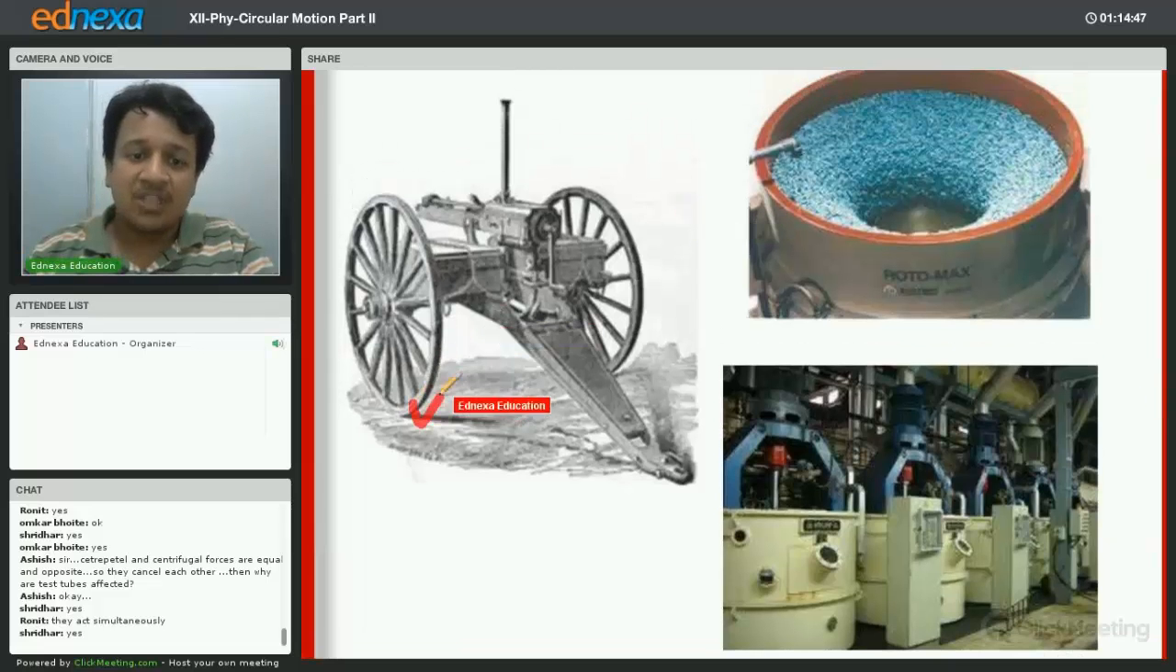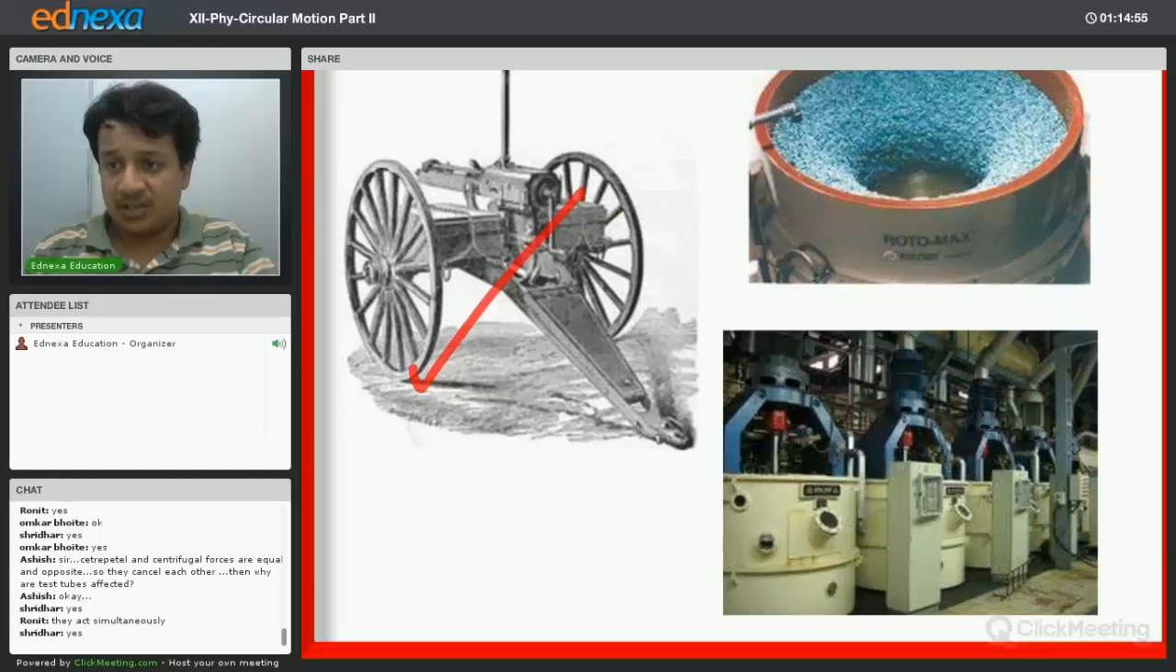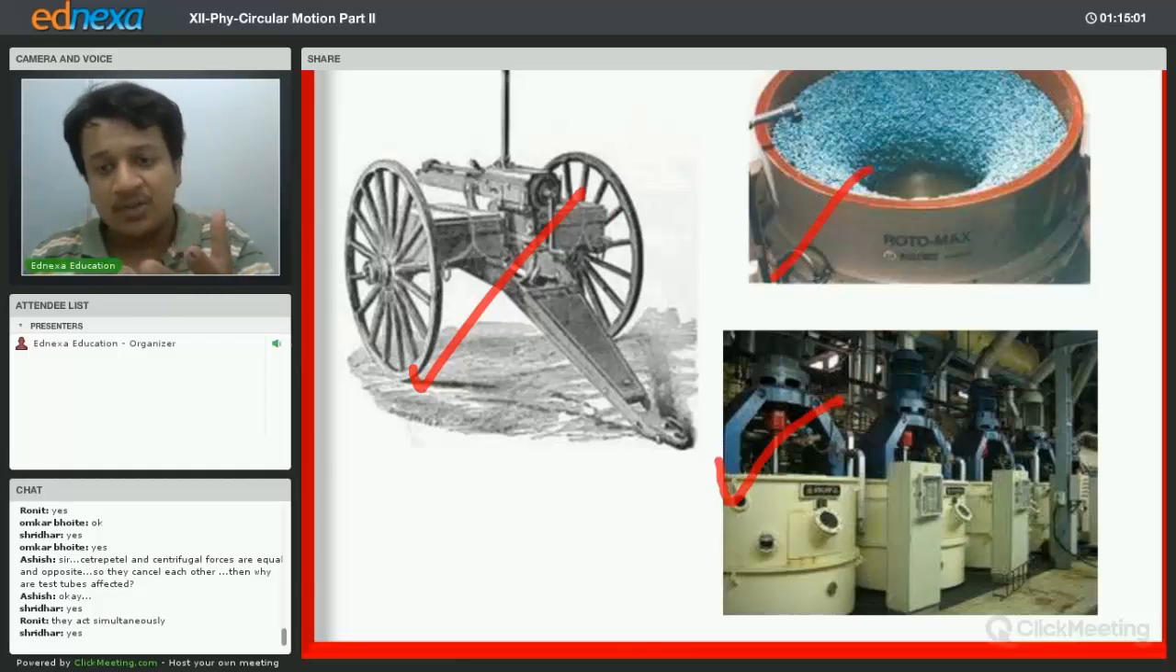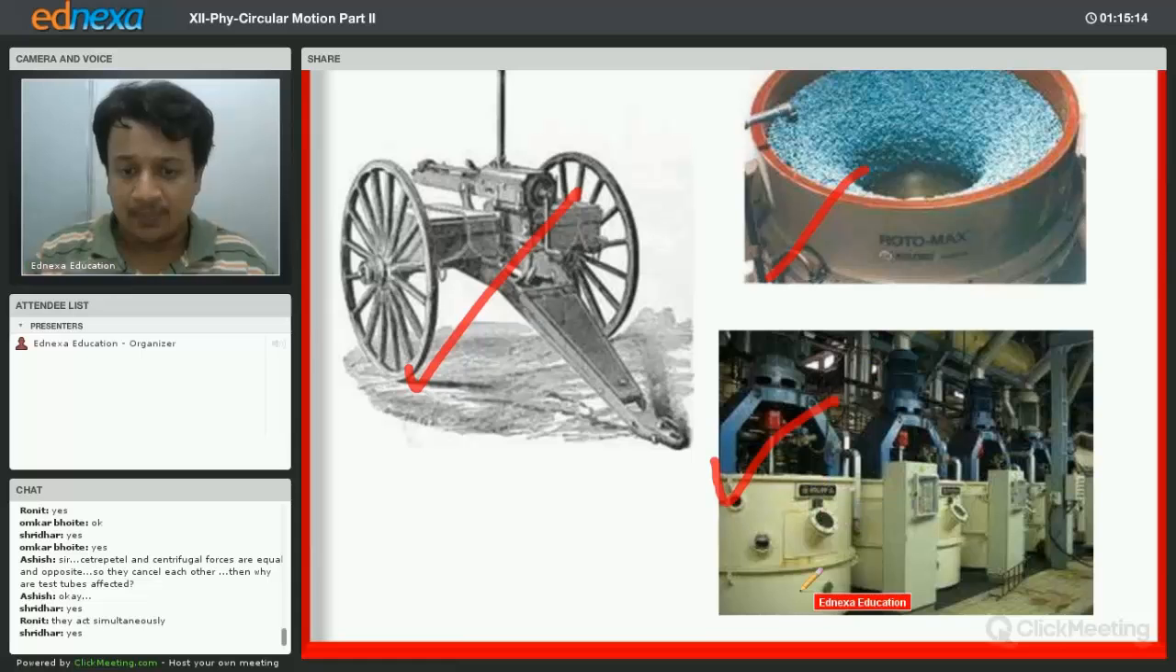See, this is one old cannon which was working on centrifugal force. In the sugar industry, these centrifugal machines are present to separate the juice of sugar cane and actual sugar from each other. So sugar will get thrown towards the wall, and you can separate different types of sugars with the help of this centrifugal machine.